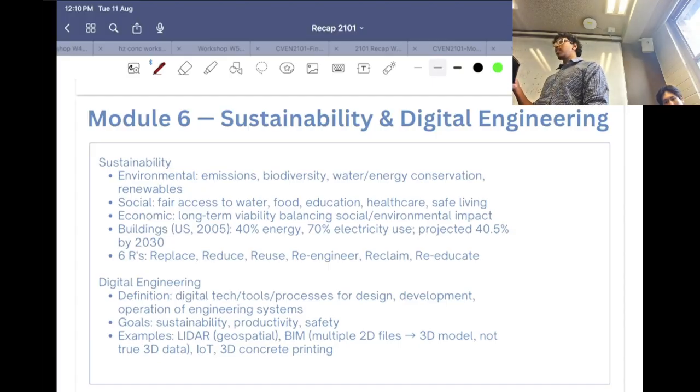Now, obviously, we're going to be using more buildings as our population grows, but we're aiming to use only 40.5% of our energy by 2030. So only a 0.5% increase.